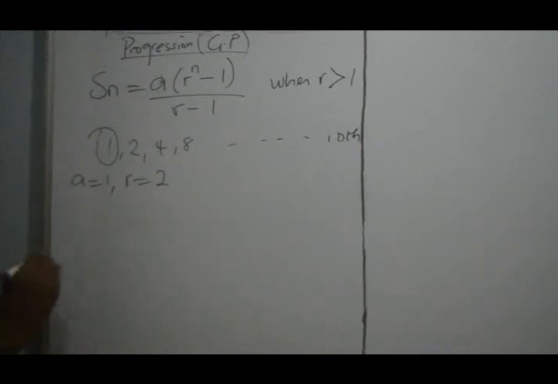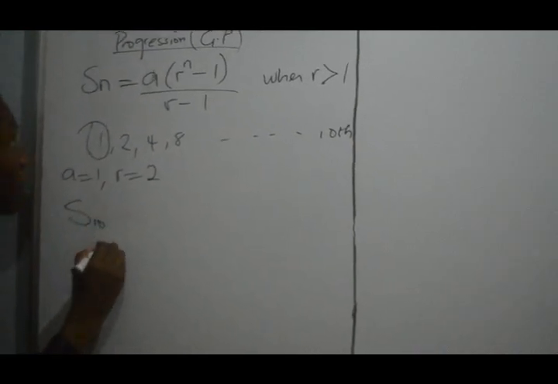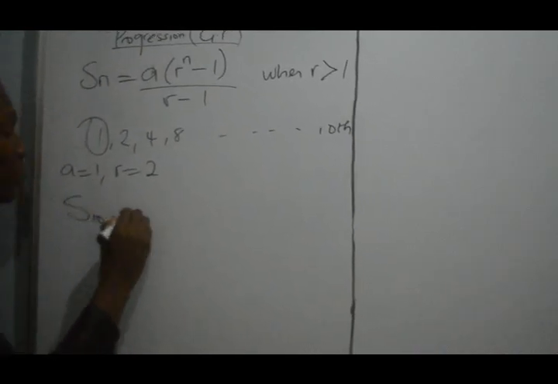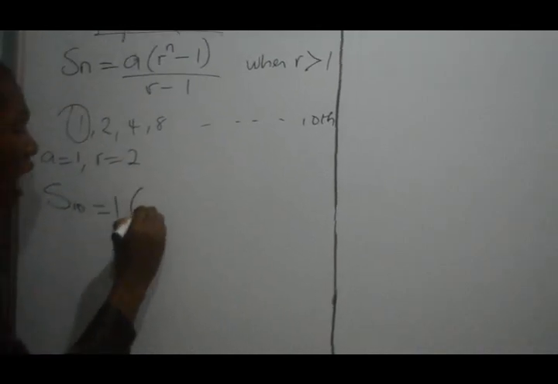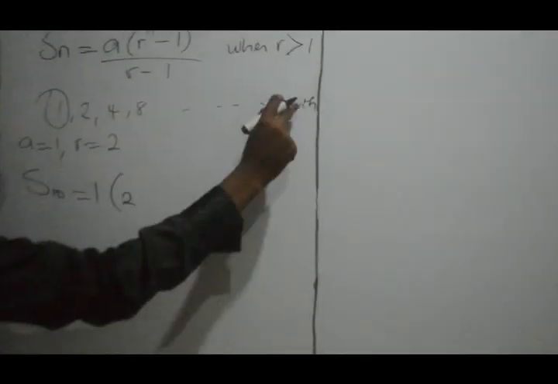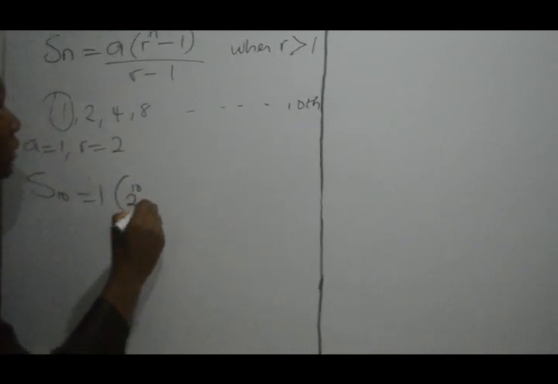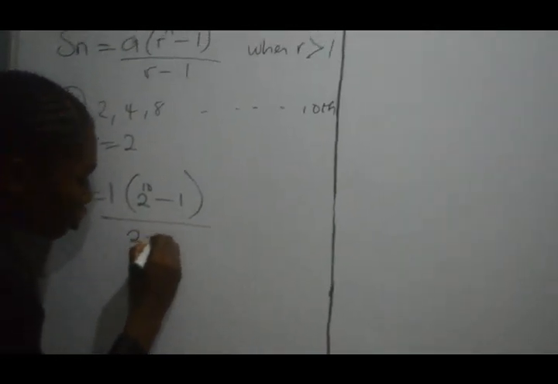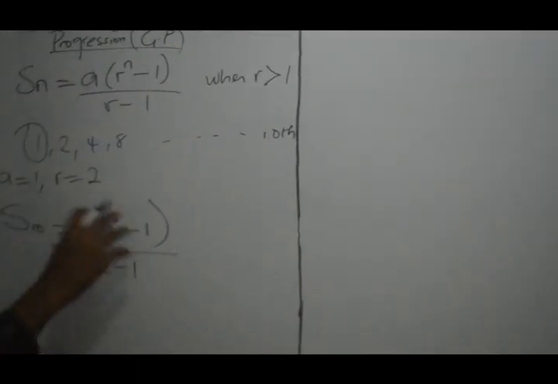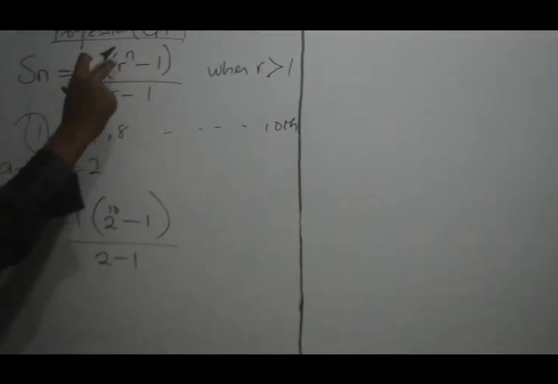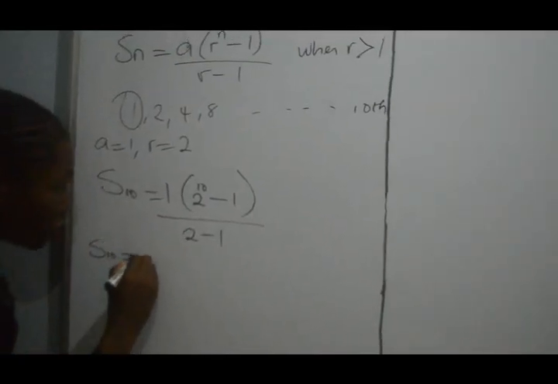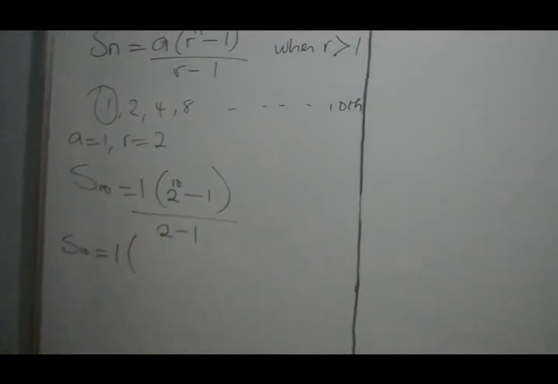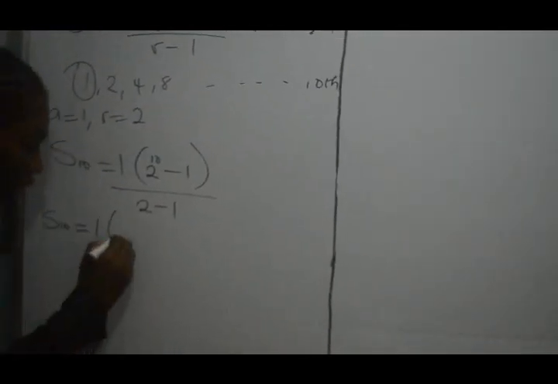So using this formula, for the sum of our 10th term, we have our first term, which is 1, times our r, which is 2, raised to power n, where n is 10, then minus 1, over r, which is 2, minus 1. Are we together now? So this is what the formula looks like. The power is only for the r. So the sum of our 10th term: 2 raised to power 10 gives us 1024.